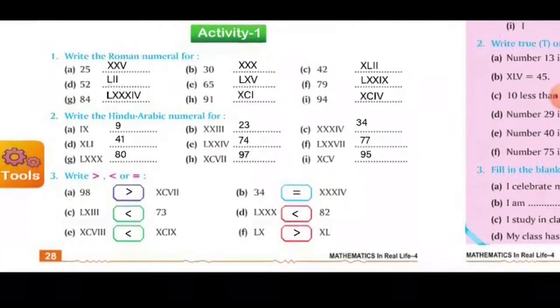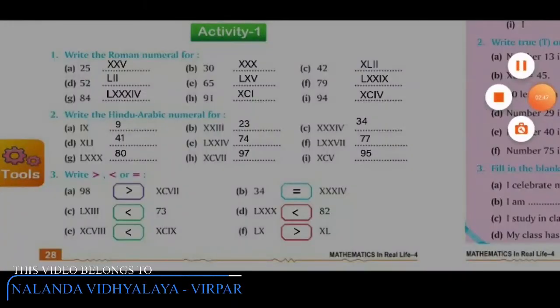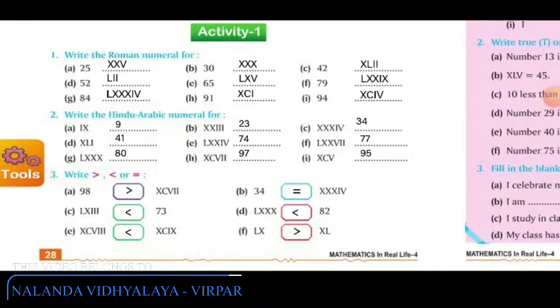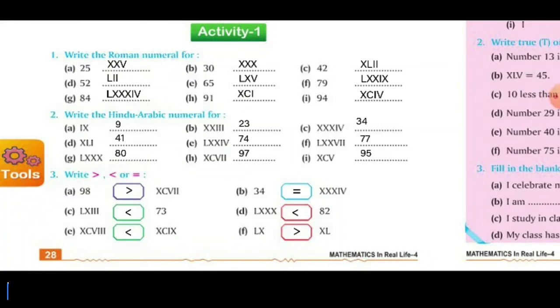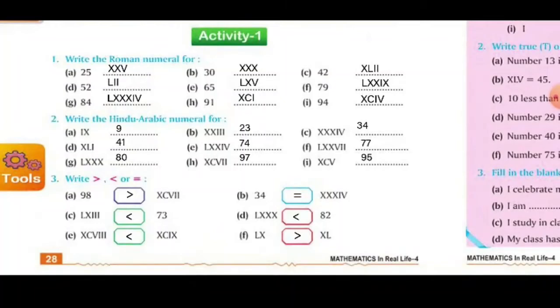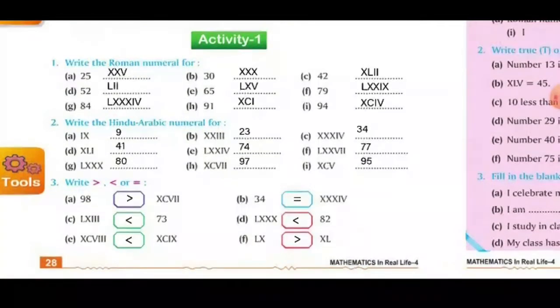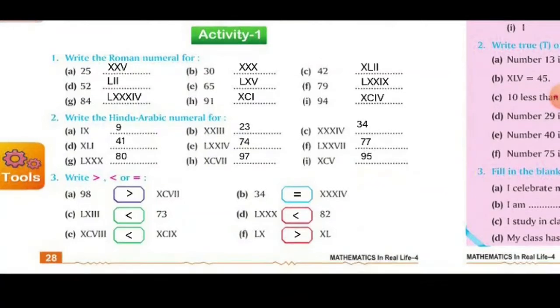C, 42. In this, we are not going to use X for 4 times. We are going to subtract 10 from 50, that is XL, then II. D, 52. For 50, we are using L and 2 I's. So altogether LII. E, 65. For 65, first we need to write L. L means 50, then X for 60 and V as 5.